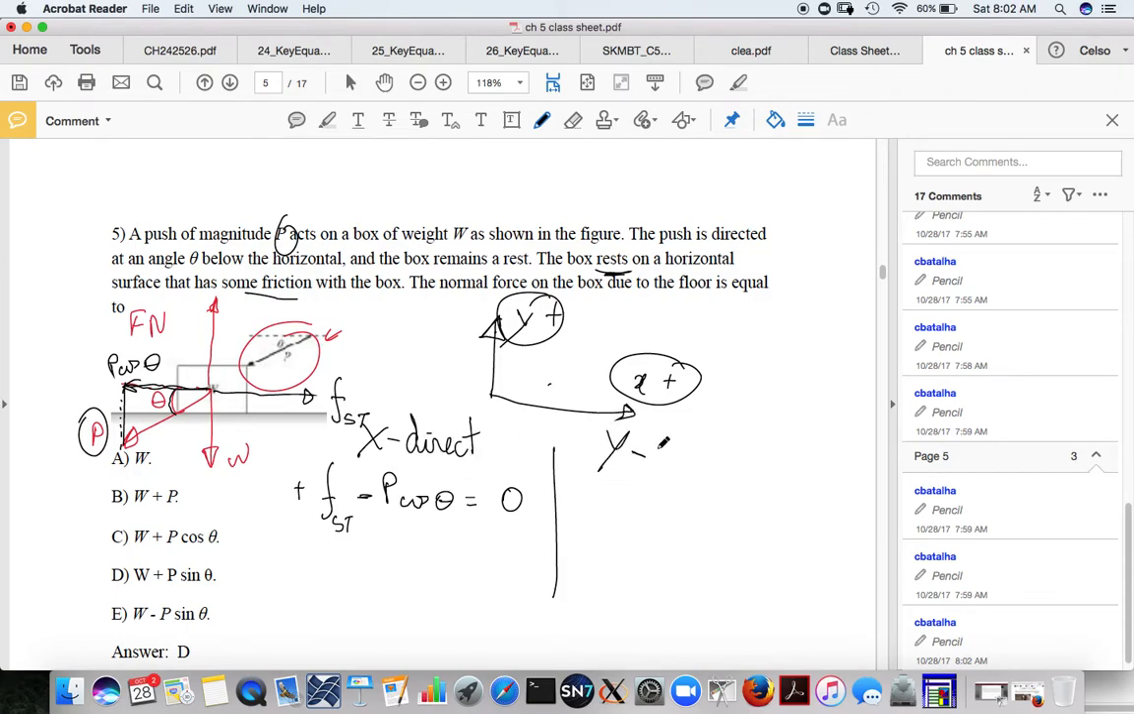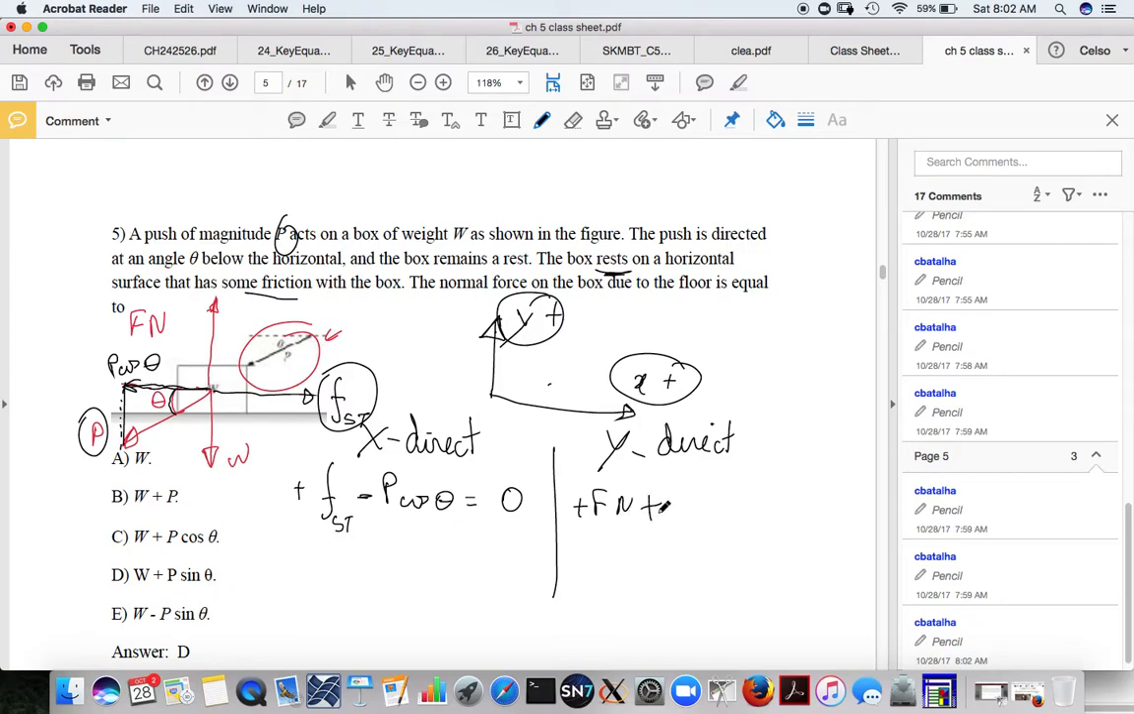Now, when you look at the y direction, what you got? Well, what you got is positive normal force. Now, which force projected itself along the y direction? Well, P does, but not this friction force. The friction force projects nothing, right? Projects a dot. So there is no projection of static friction along the y direction, but the weight does.